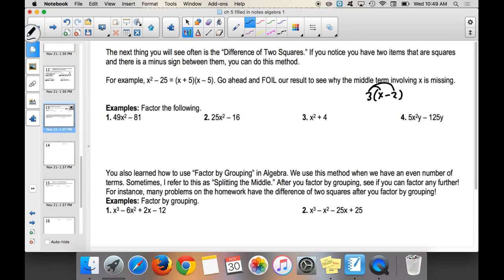So the first thing we do is we take the x times x, and we get x squared. We take the x times negative 5, and we get negative 5x. Then we also distribute the 5. So 5 times x is 5x, and 5 times negative 5 is negative 25. So if I FOIL that out, do you guys see that we have x squared, and the negative 5x and positive 5x go away, and we get minus 25? Do you all see that? Okay, that is what we call the difference of two squares.